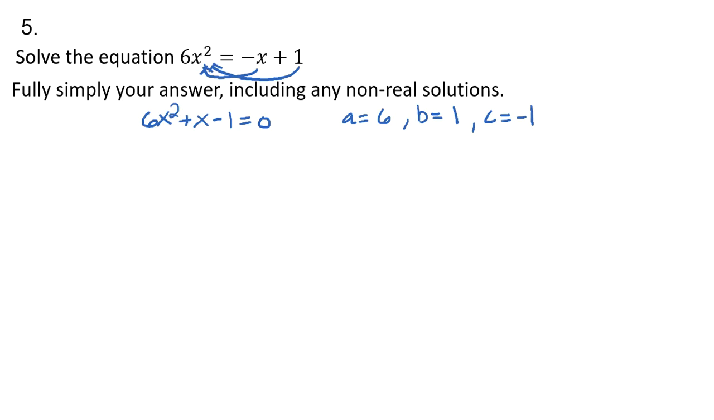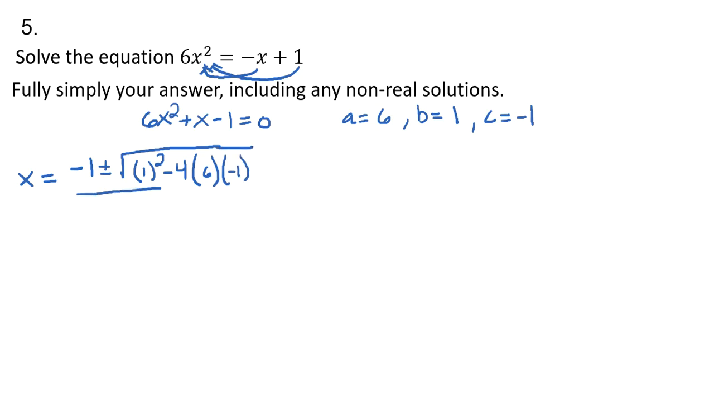So now we're solving for x, so applying the quadratic formula, we have negative 1 plus or minus the square root of positive 1 squared minus 4 times 6 times negative 1. All of this is being divided by 2 times positive 6.